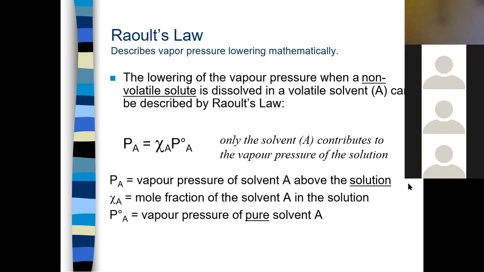The vapor pressure is caused by the solvent. So the subscripts here are all A's. The A refers to the solvent here. So the vapor pressure above the solution is the fraction of solvent in the solution multiplied by the solvent's pure vapor pressure. It actually makes sense. If the solution is half solvent, then the vapor pressure is half of what it used to be when it was pure.